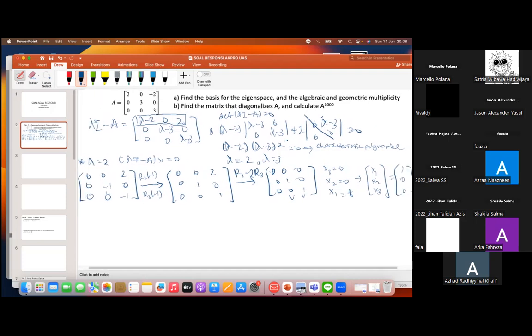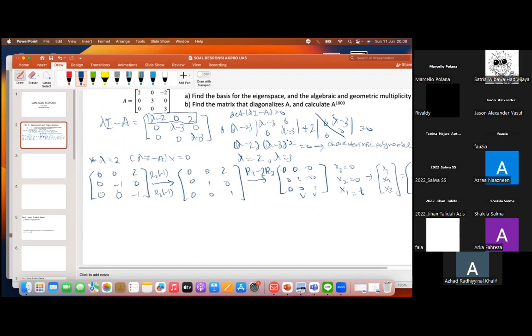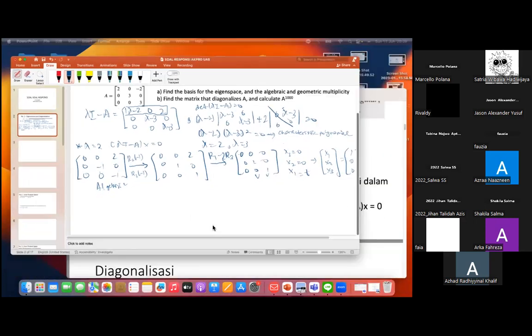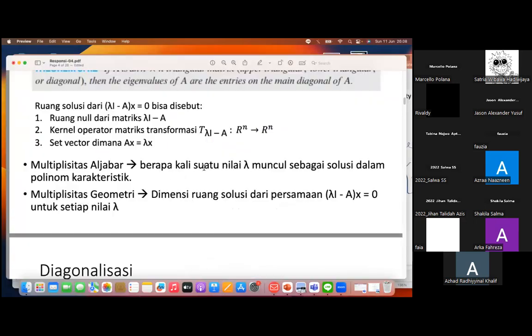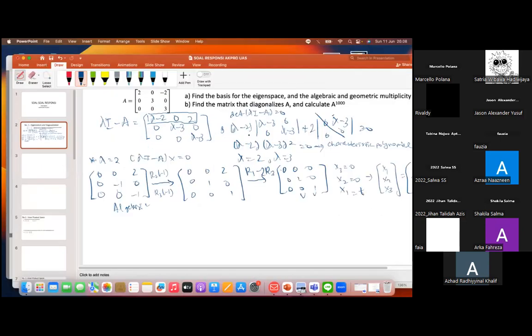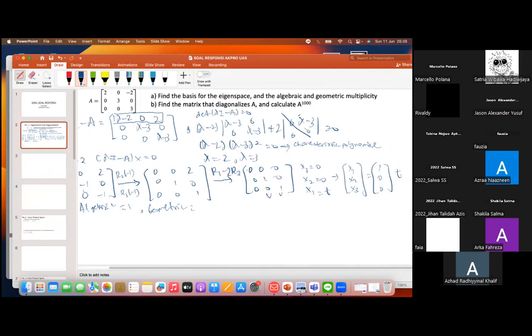Now we can find the algebraic and geometric multiplicity. The algebraic multiplicity is the number of times lambda appears as a solution. Here for 2, lambda only appears once, so your algebraic multiplicity is 1. For geometric, since there's only one vector, the dimension of the solution space is only one. Therefore your geometric multiplicity is also 1.